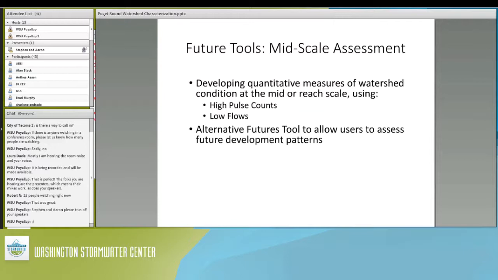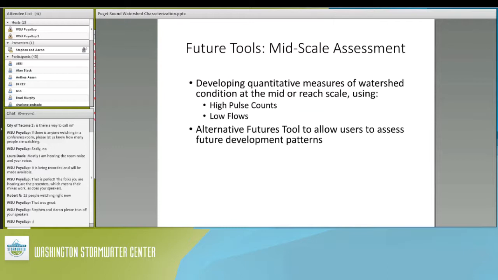So we are developing future tools. One of the drawbacks of the current tool is that it doesn't give you a quantitative value, but the mid-scale tools that we're thinking of are looking at actual calibrated flow models. And so we're looking at what's known as high pulse counts, which is essentially the frequency of high flows. A high pulse count is approximately 2 times the average annual flow. So the more high pulse counts you have, the more likely a stream system is going to have a low biological diversity or index of biological integrity.